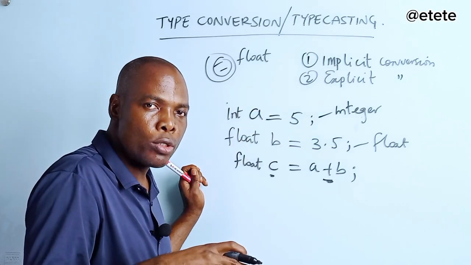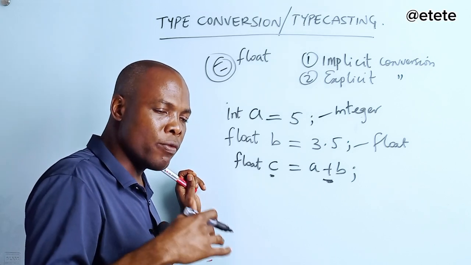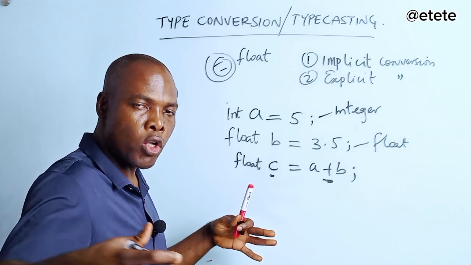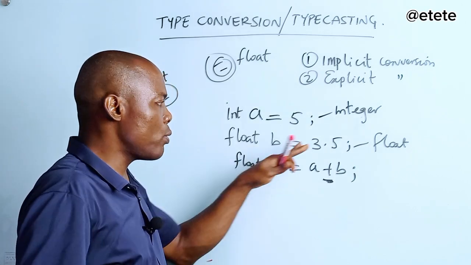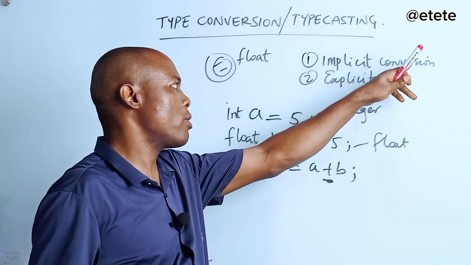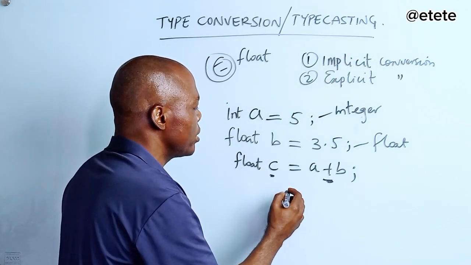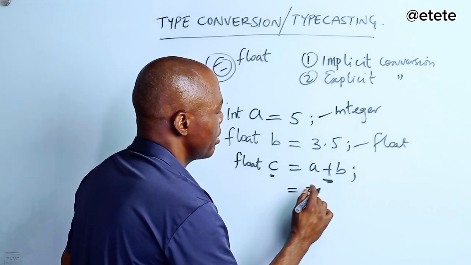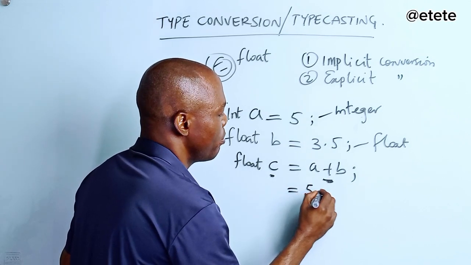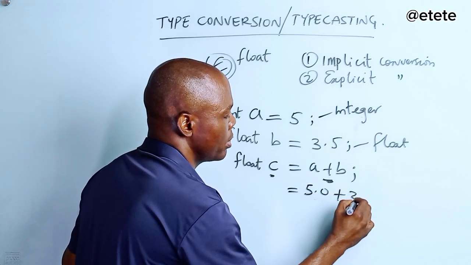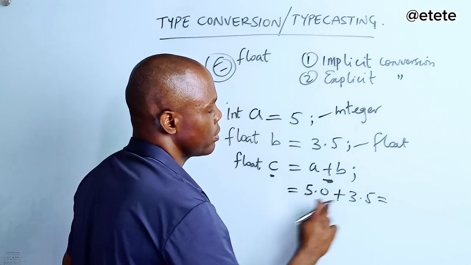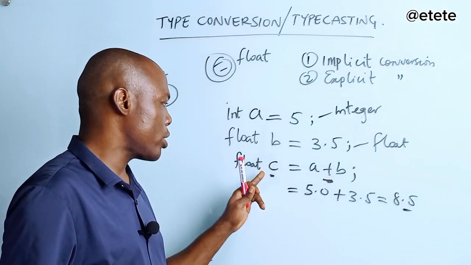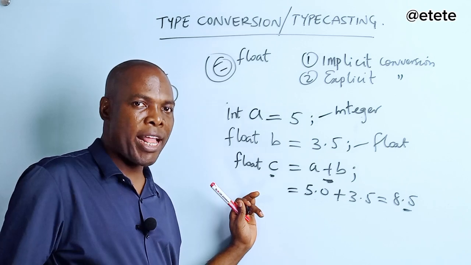You are not going to lose any data when you are moving from a lower RAM to a higher RAM. That means there is enough space to accommodate what is coming from a smaller space. So the compiler will do that automatically. That is implicit conversion. So the answer to this will now become 5.0, this is the float, plus 3.5, and this one will give us 8.5. This is what will be stored inside c. So the compiler does that.